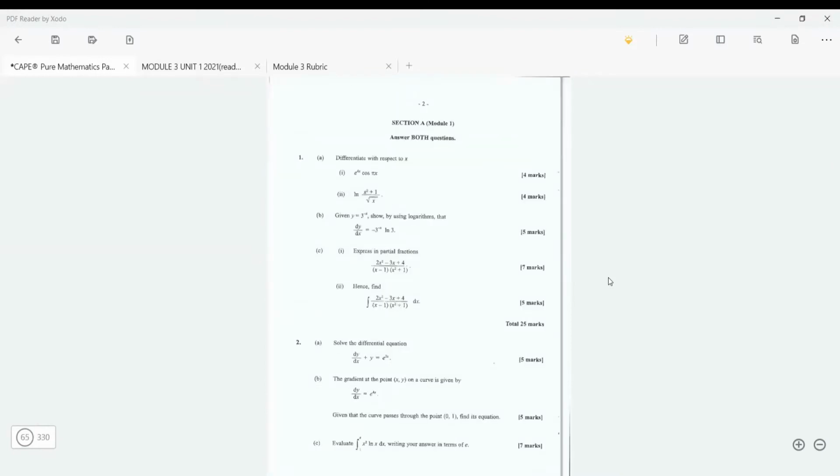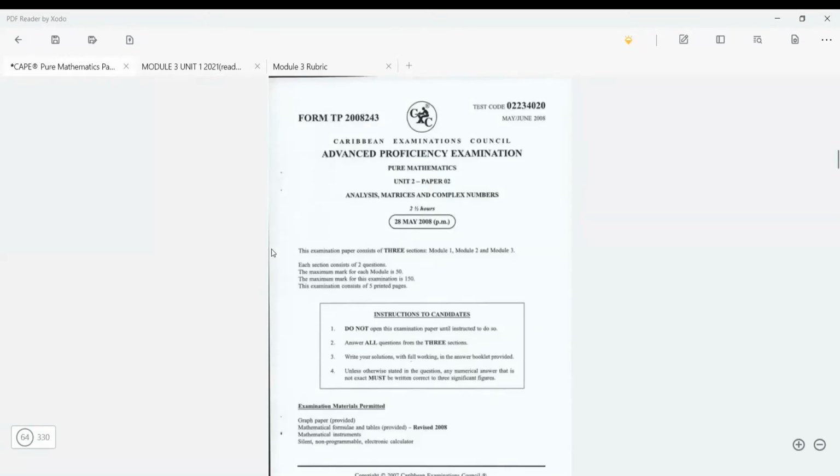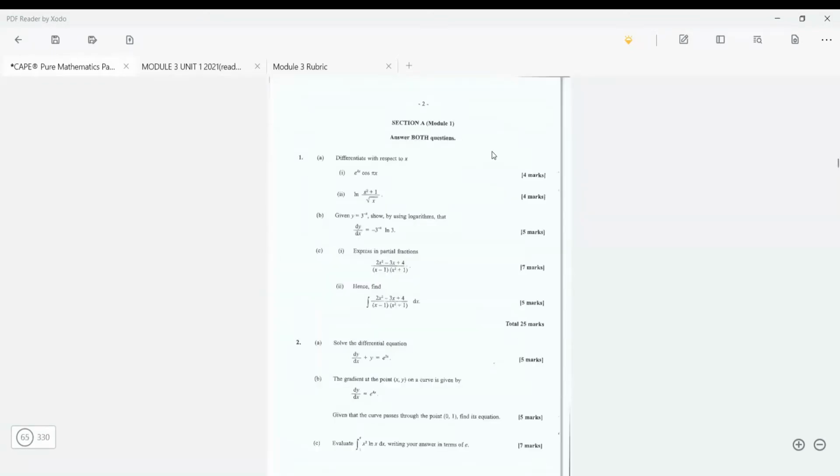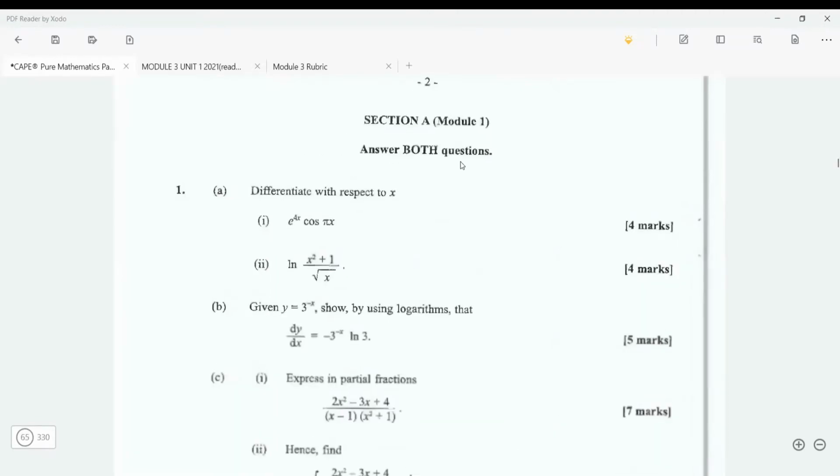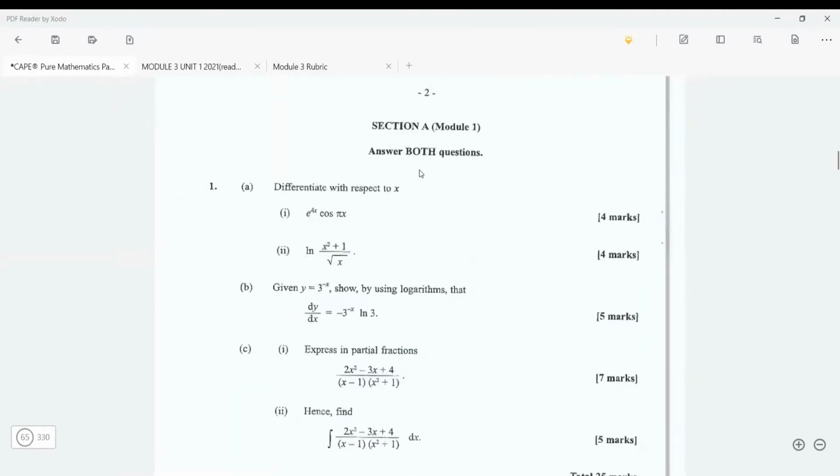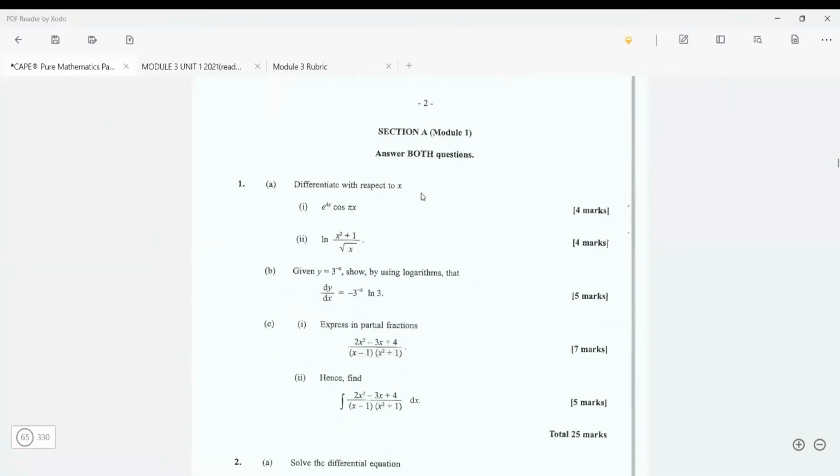So this is 2008, question one. It starts, of course, them like to start the paper fairly easy. So let's zoom in a bit. It says, differentiate the following function with respect to x. So you have e to the 4x cos pi x. So let us start. If you want, you can call it y, right?